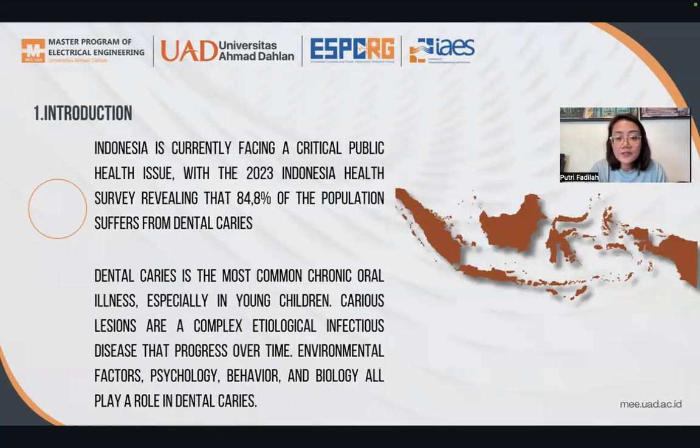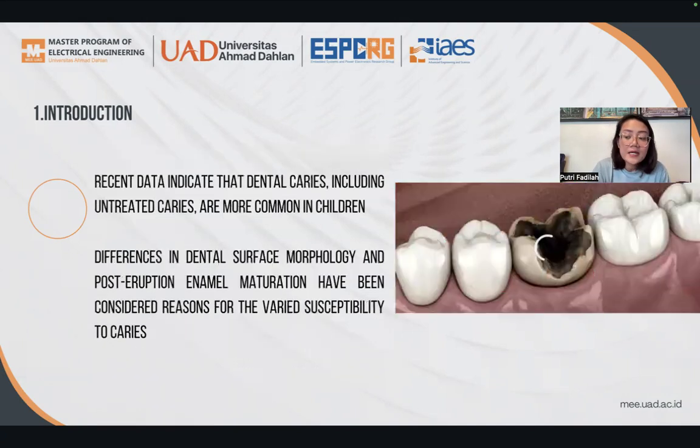The introduction of this research is that Indonesia is currently facing a critical public health issue, with the 2023 Indonesian Health Survey revealing that 84.8% of the population suffers from dental caries. Dental caries is the most common chronic oral illness, especially in young children. Caries lesions are a complex etiological infectious disease that progresses over time. Environmental factors, physiology, behavior, and biology all play a role in dental caries.